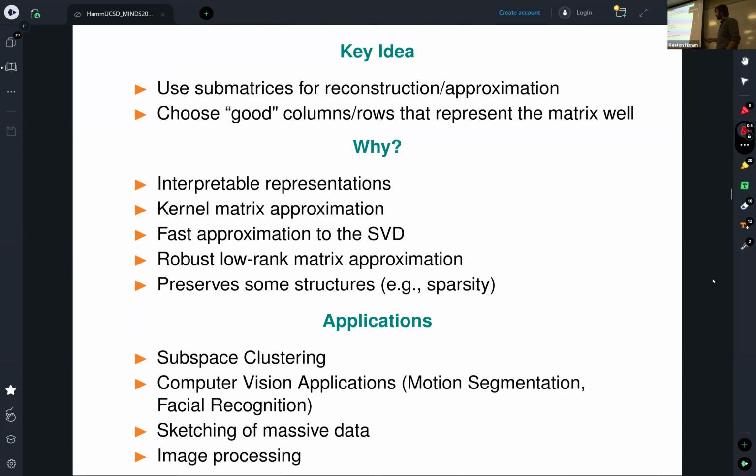A few applications, I won't talk about all of these today. I've applied these to the subspace clustering problem, which has applications in motion segmentation, facial recognition, even some in cryo-electron microscopy. You can use it as a way of sketching massive data matrices, especially ones that you can't store in core memory. And then today I'll talk briefly about some image processing applications.